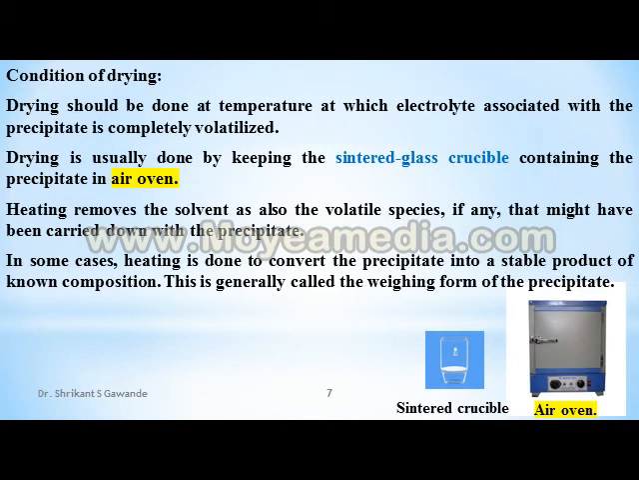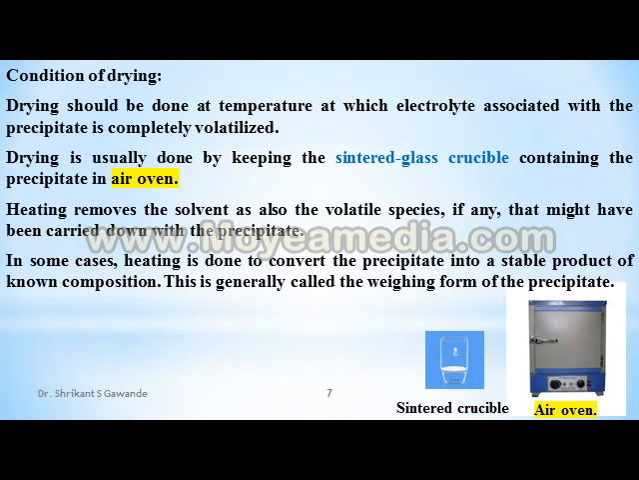Heating removes the solvent as also the volatile species, if any, that might have been carried down with the precipitate.